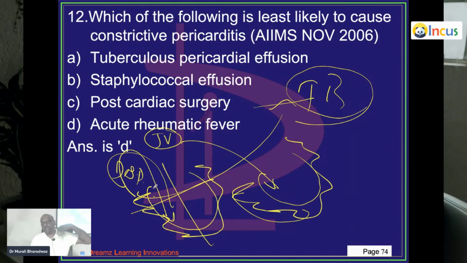So JVP without collapsing remains prominent. Take inspiration, take expiration, run, sit, jump, do anything. So Ramaya will be walking with a prominent jugular vein. He'll have ascites. He'll have ascites.